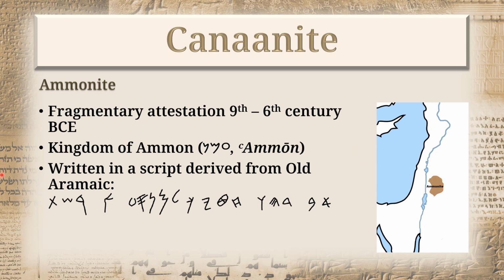And just like Edomite, it is written in a script derived from Old Aramaic. The sketch of the script of the alphabet looks a little different than the Edomite, because Edomite is mostly attested through ostraka, and the fragments of Ammonite are inscriptions, so the style of writing looks a little different, even though it's basically the same script.